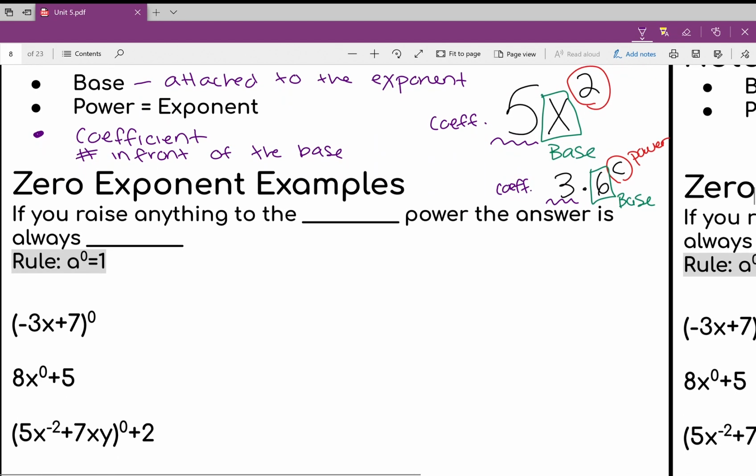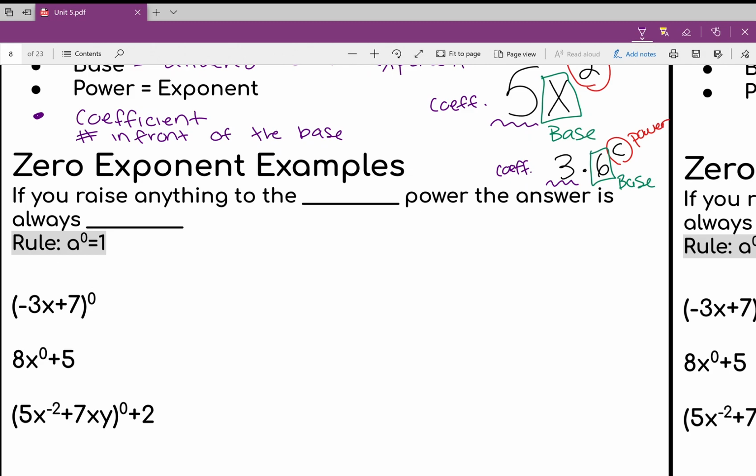Let's look at our first rule. Our first rule is going to be the zero exponent rule. And the zero exponent rule says if you raise anything to the 0 power, the answer is always 1. And this rule says exactly what this sentence says. It says a to the 0 power is equal to 1. This is going to be on our star chart. So remember that star we're going to take at the end of the year? This is how that sentence is going to look. So we have to know that this rule is the same as this sentence.